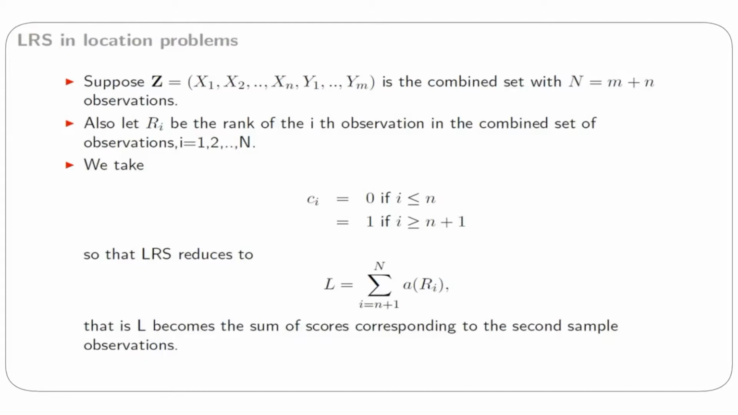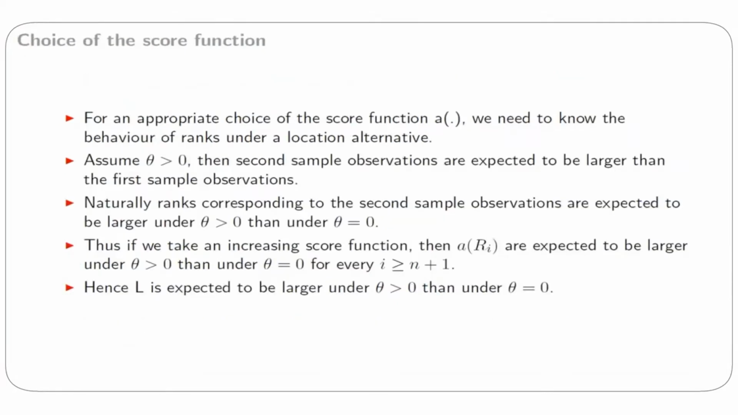Thus, the linear rank statistic reduces to L as summation i from small n plus 1 up to capital N of a(R_i), and clearly L is the sum of scores corresponding to the second sample observations. Now we shall discuss the choice of score function.